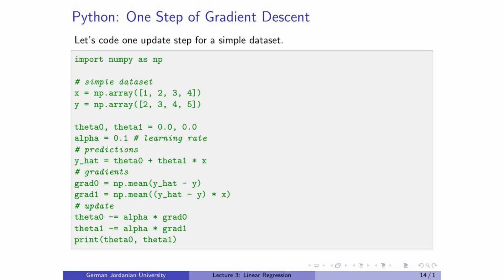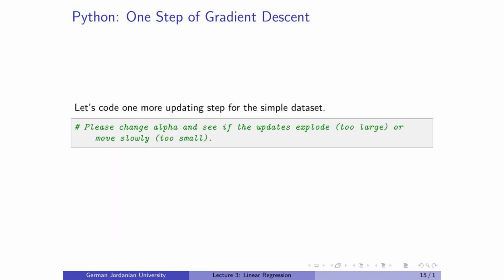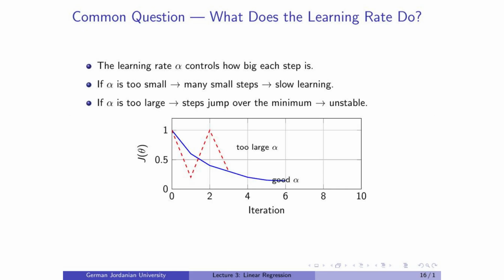Let's code one step of the update for gradient descent in Python. We compute predictions, measure the gradient, and update theta. Please now try changing alpha. A small value moves slowly, a large one may overshoot. Moving to the next slide, an important question is raised. What does the learning rate do? Basically, the value of alpha controls how fast learning moves. Too small, slow progress. Too large, unstable jumps over the minimum.